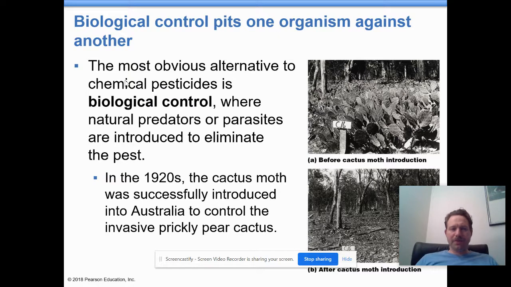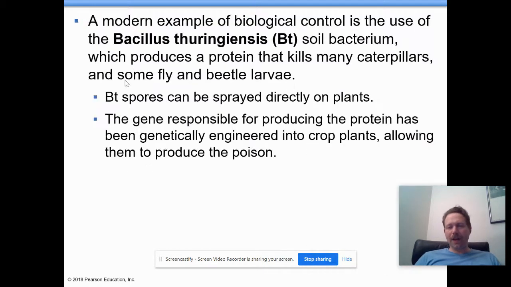these pests. In the 1920s, we had the cactus moth, and it was successfully introduced into Australia to control invasive prickly pear cactus. Prickly pear cactus is now all over the Southwest. You can get prickly pear cactus jelly and jam. It's actually very tasty, but it is an invasive species.